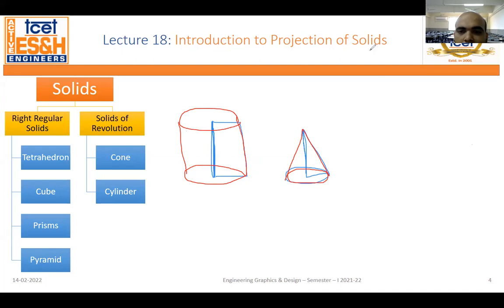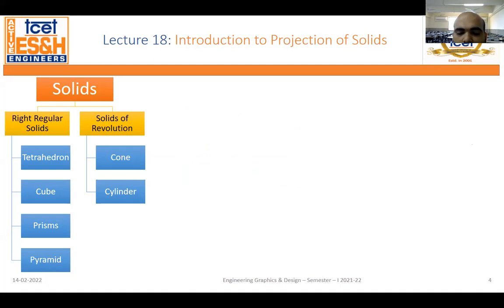Now we'll see a little deeper the different terms being used in the cone, pyramid, prism, tetrahedron, cylinder, and all. So that we'll see a little later. Just go with the slide.